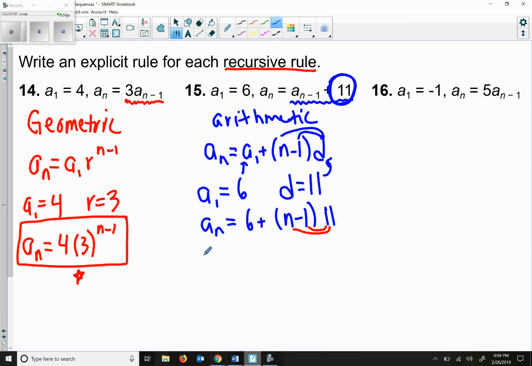We're going to have to combine like terms so that we can have one combined formula. So we've got 6 plus 11n minus 11. So finding those like terms, again, we've got negative 11, we've got positive 6. So our explicit rule is a sub n equals 11n. And then once I combine those like terms, that's minus 5.